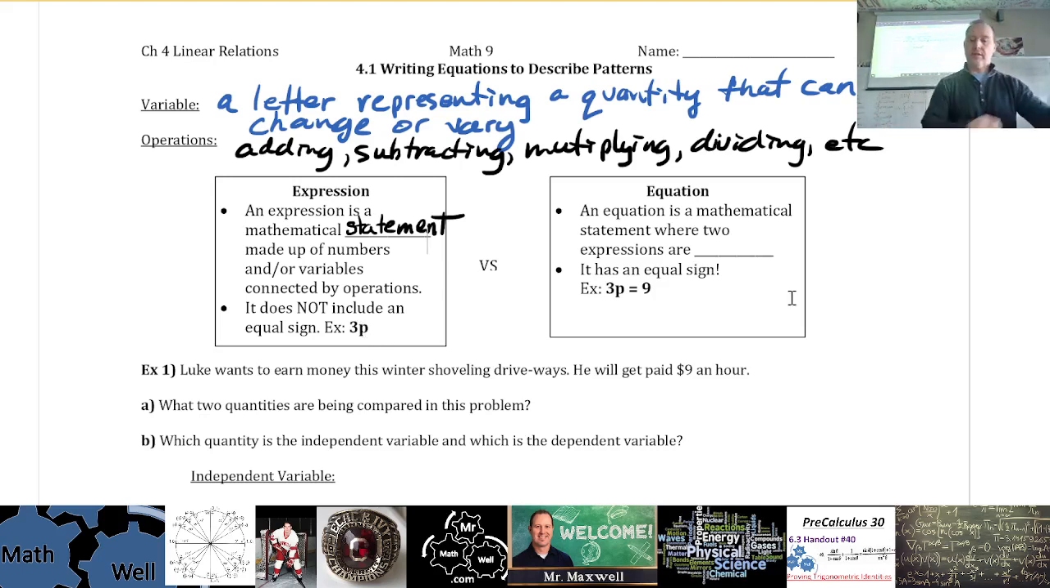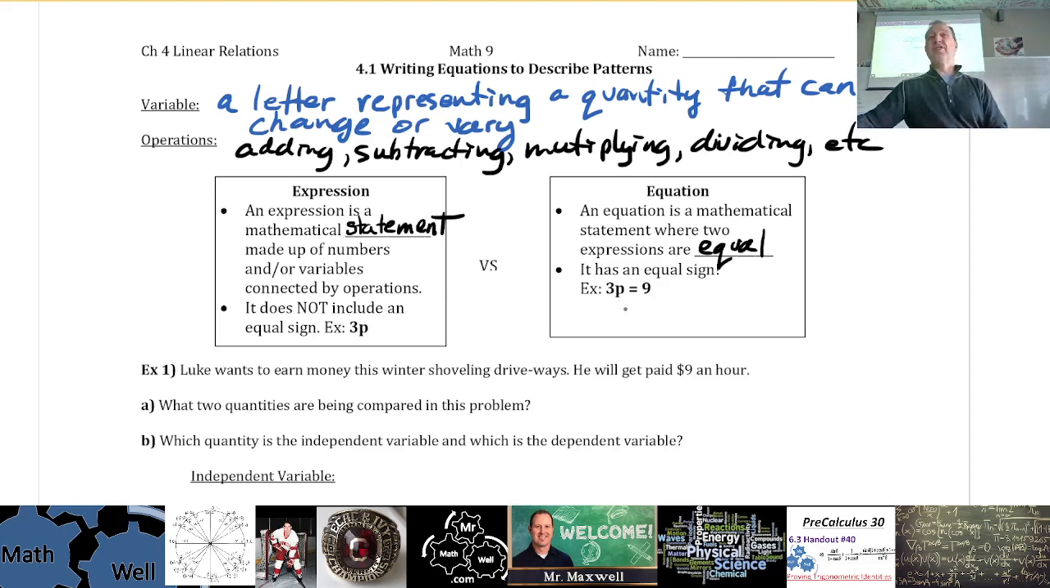An equation is very similar, but an equation is a mathematical statement where two expressions are equal. And this is the focus of what we're going to be talking about when we talk about linear relations and linear equations. So how do you find out what p is? Well, you can find out what p is if you have an equation. If you know that 3 times some unknown number equals 9, as in our example here, then now you can figure out what p is. So today, p is 3, or for this particular equation, p is 3.